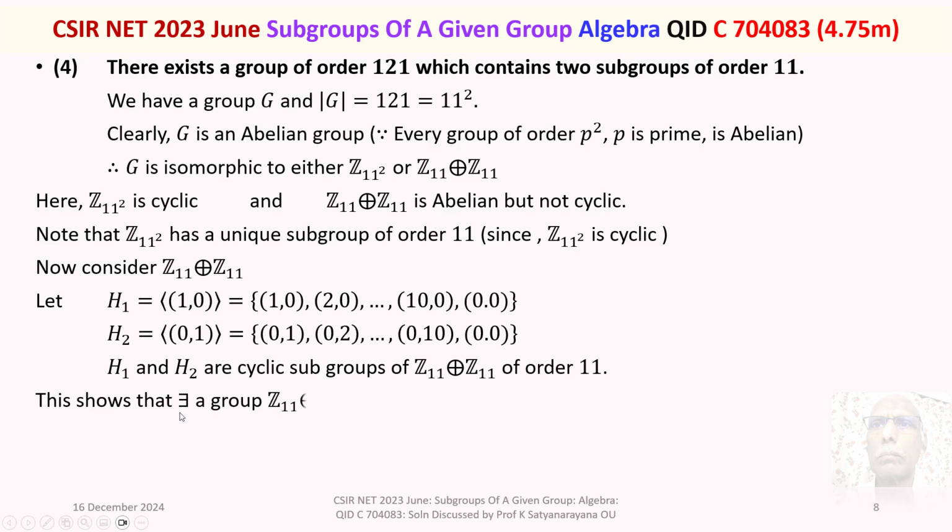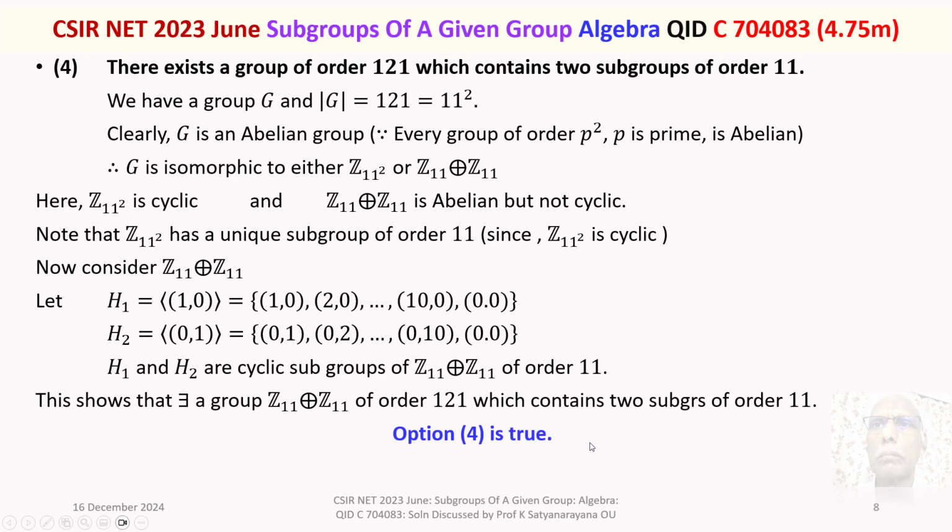This shows that there exists a group of order 121. What is that? Z11 ⊕ Z11, which contains two subgroups. How many we are not interested in. Two are there, two subgroups of order 11. Agreed. So that means option 4 is true. Option 4 is true.